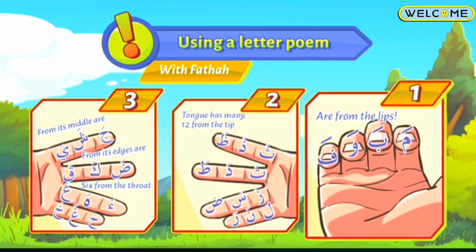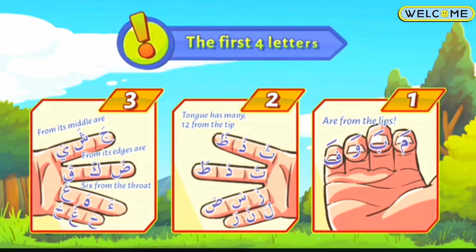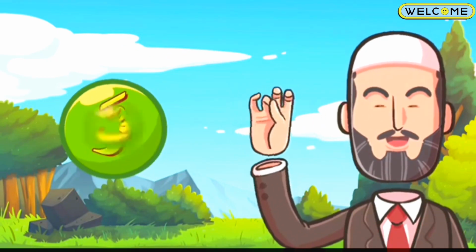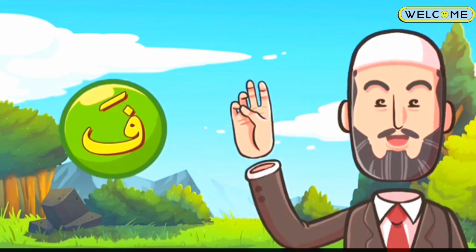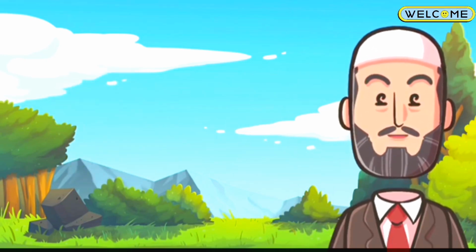Ma, ba, wa, fa are from the lips. We'll take the remaining poem later on, but now we'll focus on these four. Ma, ba, wa, fa are from the lips. By the way, this poem is extremely helpful in learning the makharij and sifat and also other rules.